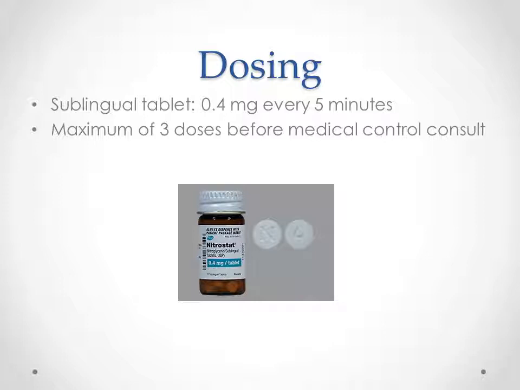If a patient continues to be hemodynamically stable and nitro is effective at reducing the patient's symptoms, medical control is likely to approve further doses.